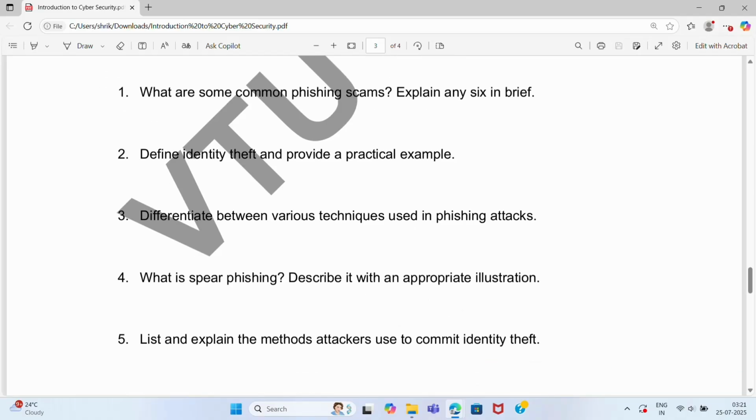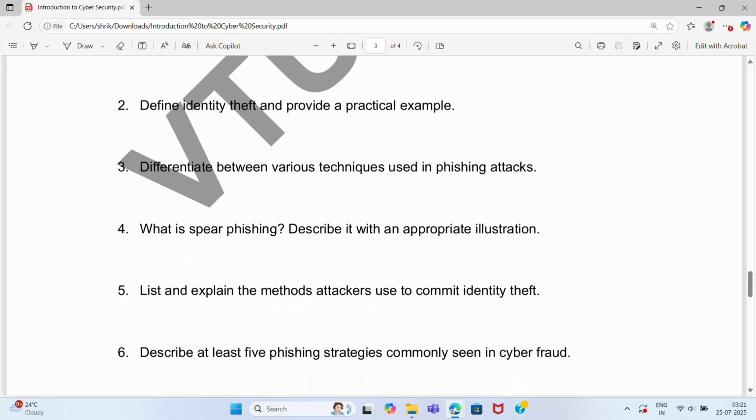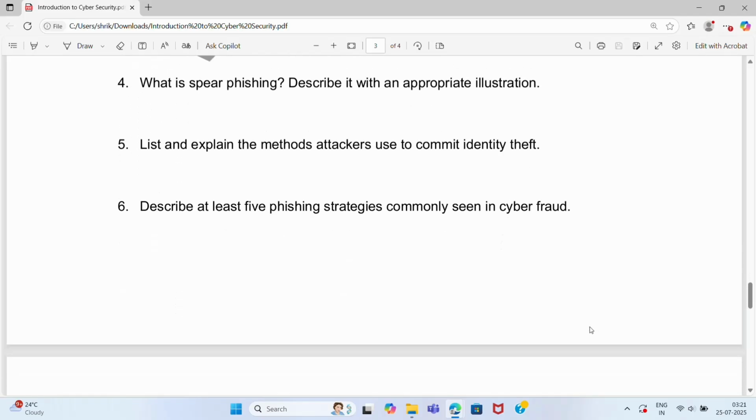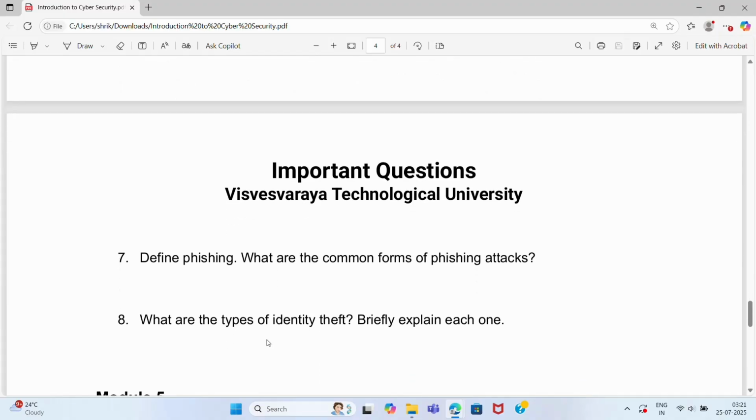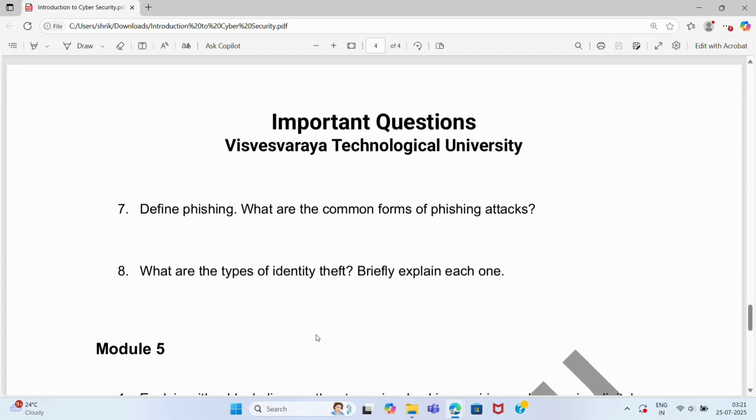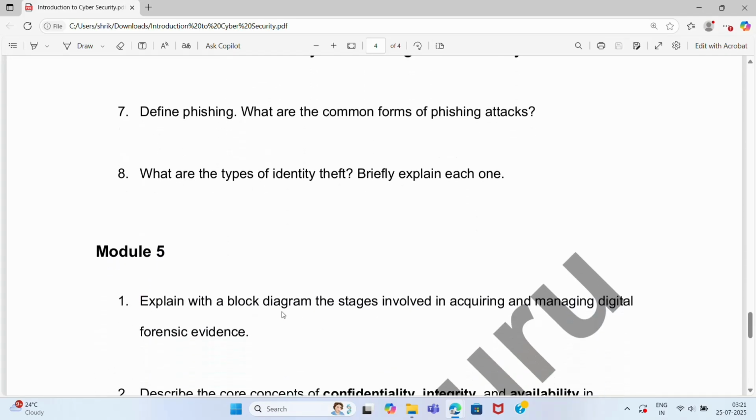List and explain the methods attackers use to commit identity theft. Describe at least 5 phishing strategies commonly seen in cyber fraud. Define phishing. What are the common forms of phishing attacks? What are the types of identity theft? Briefly explain each one. Last model, model 5.